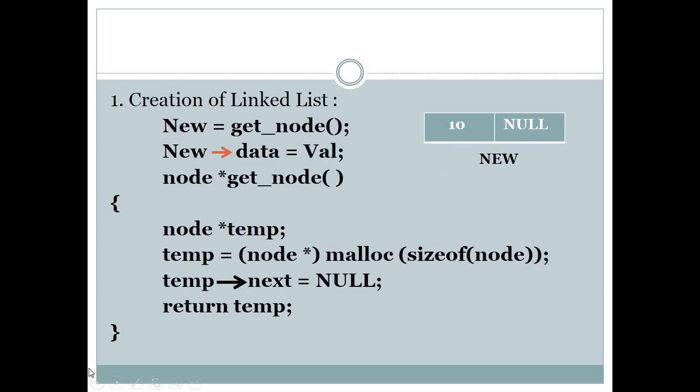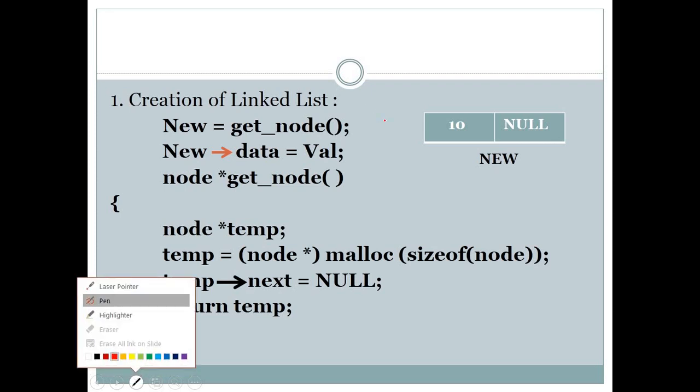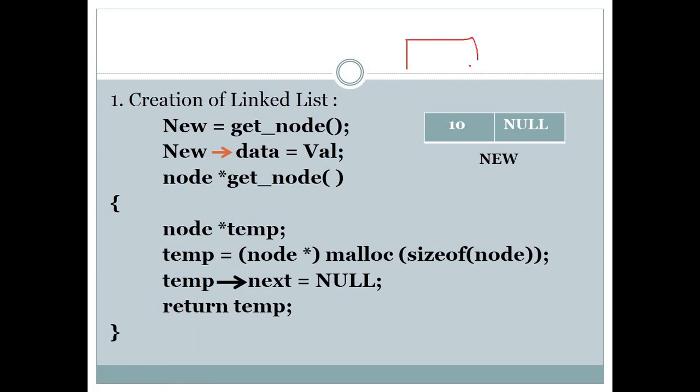Means in this type of node, first we will have this type of structure, name is temp, and after checking this malloc we will give temp next is equal to null. Means we will give a null value here. So this is the temp node. Now we will return temp, and this temp will become our new. So now this node name is new.